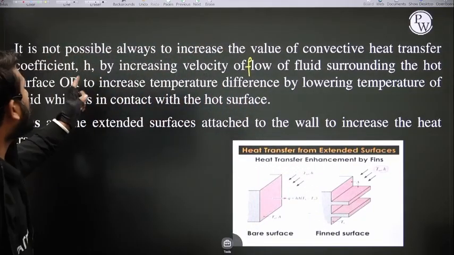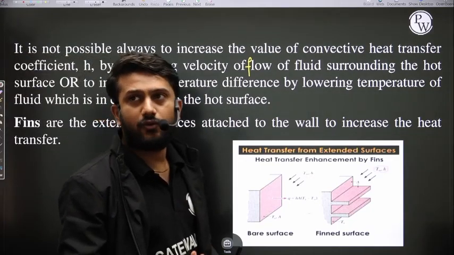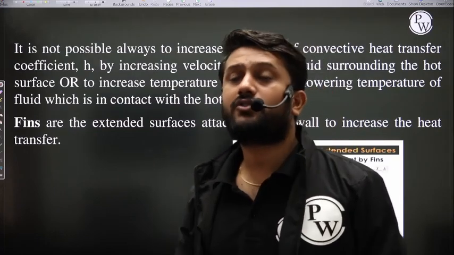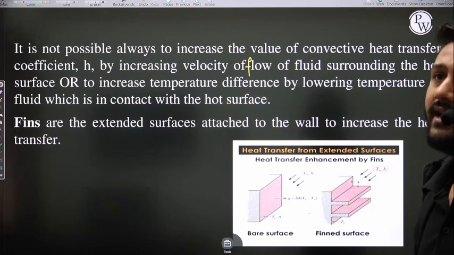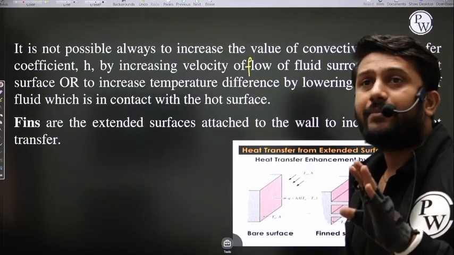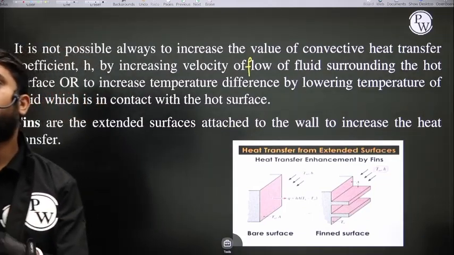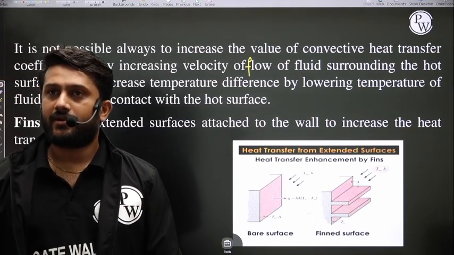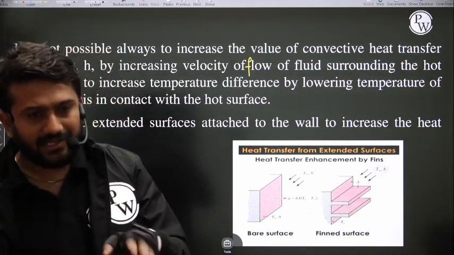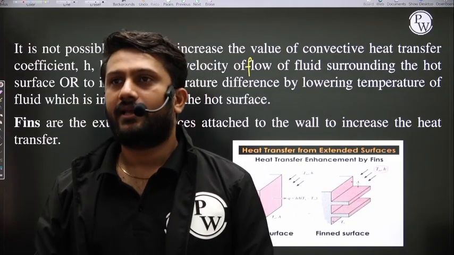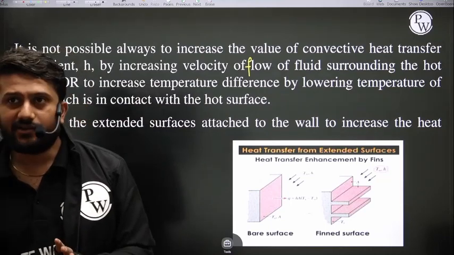So it is not always possible to increase the value of the convective heat transfer coefficient h by increasing the flow of the fluid surrounding the hot surface, or to increase the temperature difference by lowering the temperature of the surrounding fluid in contact with the hot surface. That means I am talking about the T infinity. It is not always possible to decrease the T infinity. Is it clear?